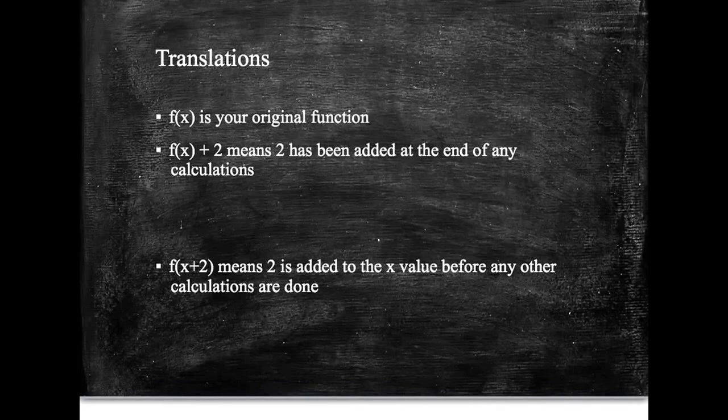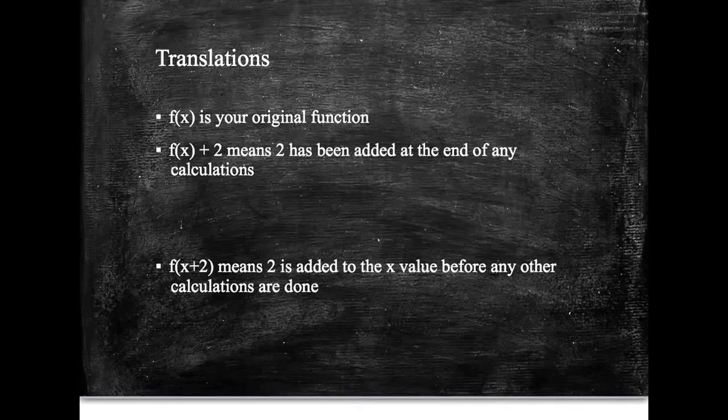Whatever it is that we're doing, right at the end of that function, we're going to add 2 on. So f of x plus 2 means 2 has been added at the end of all the calculations that you've been doing with your x.